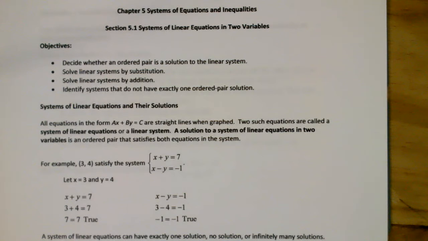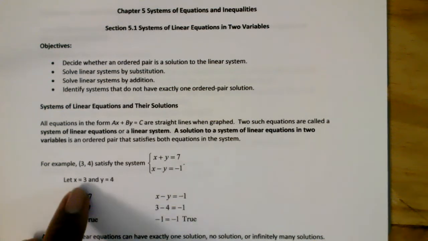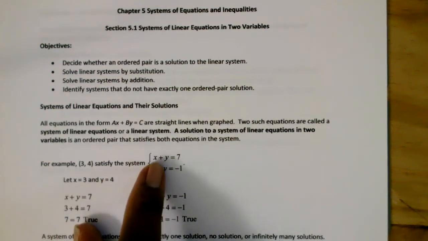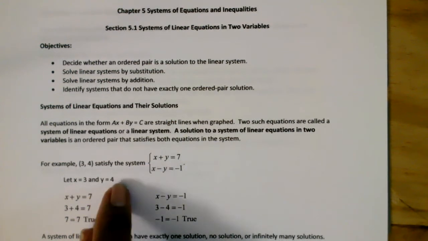A solution to a system of linear equations in two variables is an ordered pair that satisfies both equations in the system. So for this example, the ordered pair 3, 4 does satisfy this system here, which is x plus y equals 7 and x minus y equals -1. And we can verify that by letting x equal 3 and y equal 4. In each equation, we just substitute the x and the y with those values.